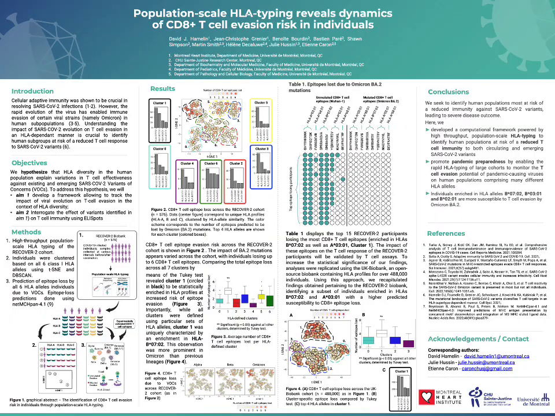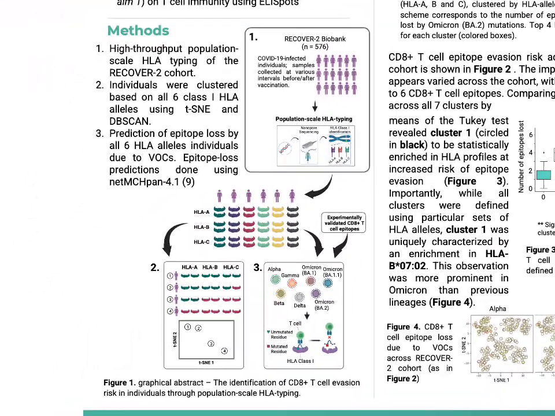Our work is done in collaboration with the Recover2 Biobank, which is a biobank of 576 COVID-19 convalescent individuals. For our work, it's really important for us to have the HLA types of all the individuals we're working with. To this end, we HLA typed our entire cohort using a novel high-throughput population-scale HLA typing method developed by our collaborator, Martin Smith. With this, we were able to HLA type all the individuals in our cohort. And as you can see, every individual has 6 HLA alleles: HLA A, B, and C.